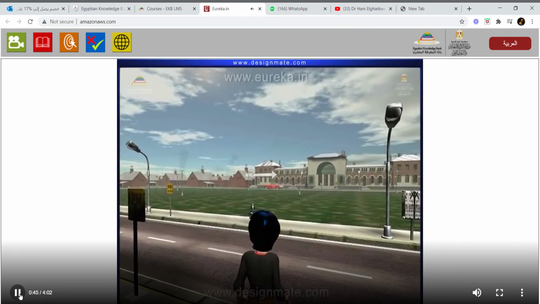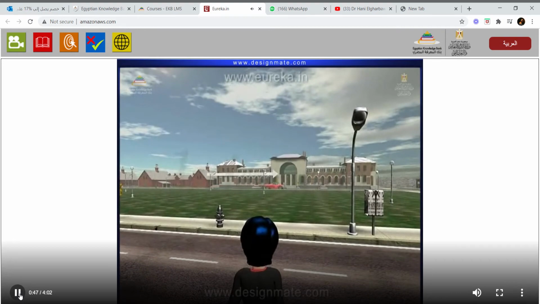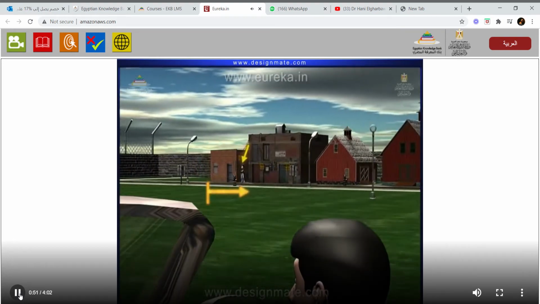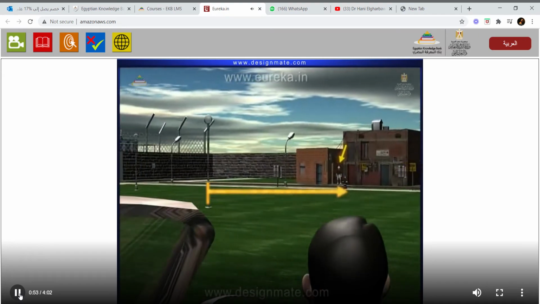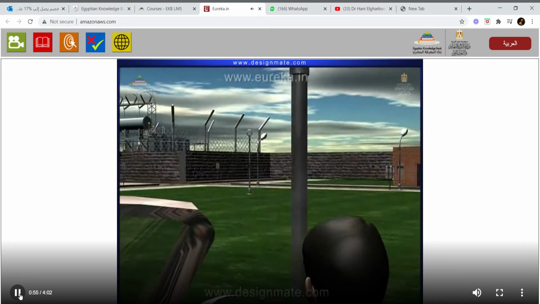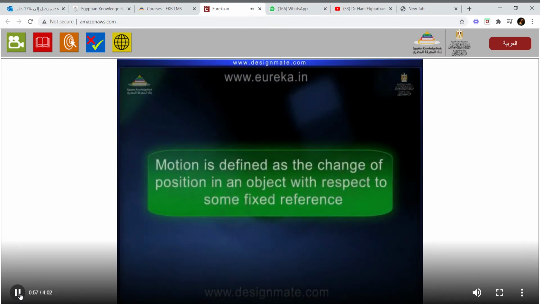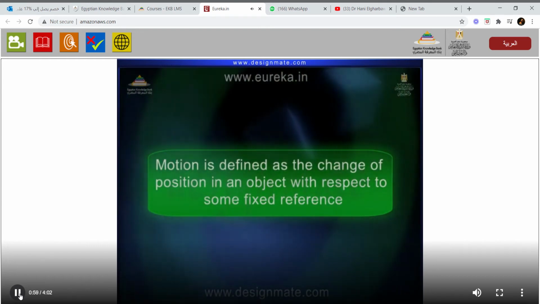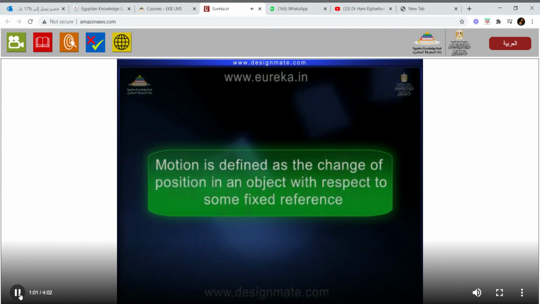In the first case, with respect to the boy, the car changes its position. Similarly, in the second case, with respect to the car, the boy changes his position. Hence, motion is defined as the change of position in an object with respect to some fixed reference.